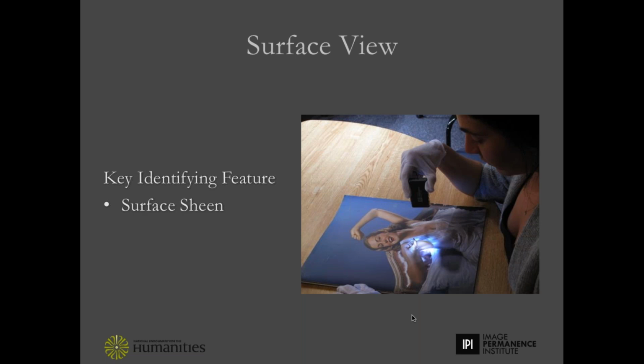So in review, with the surface view, we are looking for surface sheen characteristics. Make sure you are looking directly down at the print with your head positioned above the light source. Focus your eyes on the reflection of the sheen on that ball of light and not on the image.